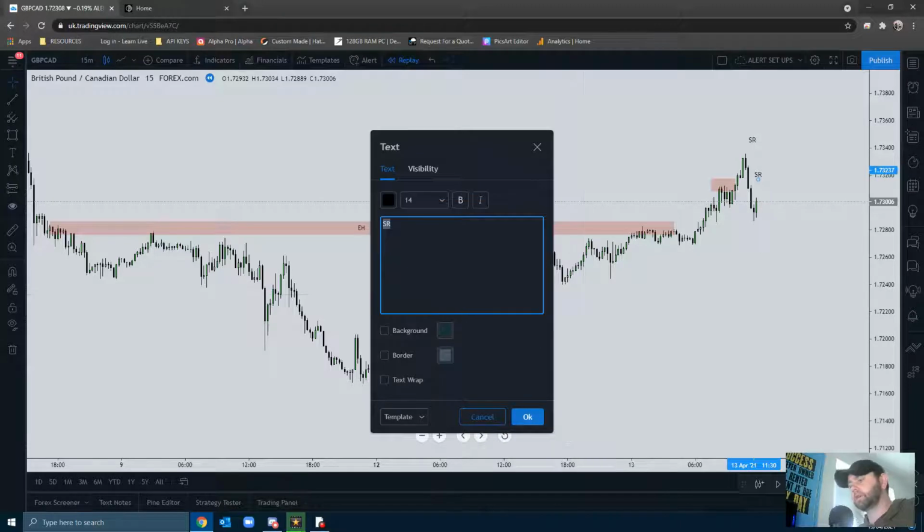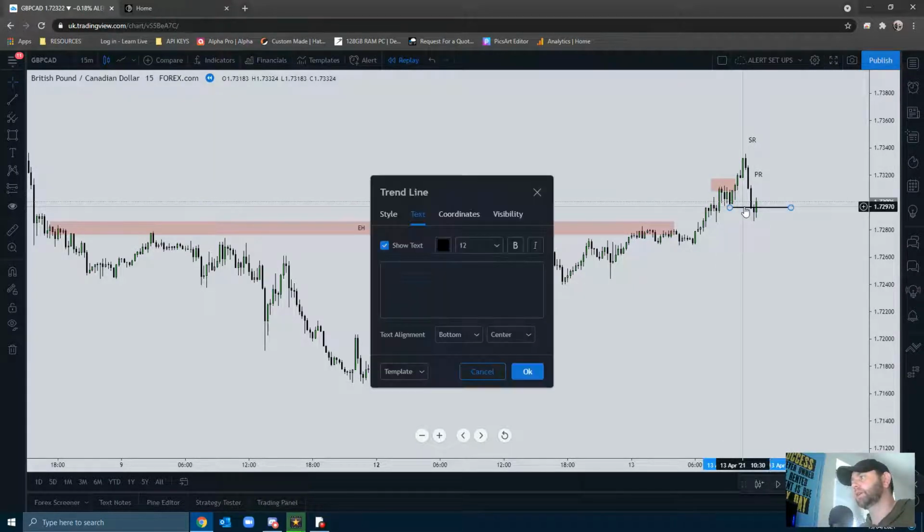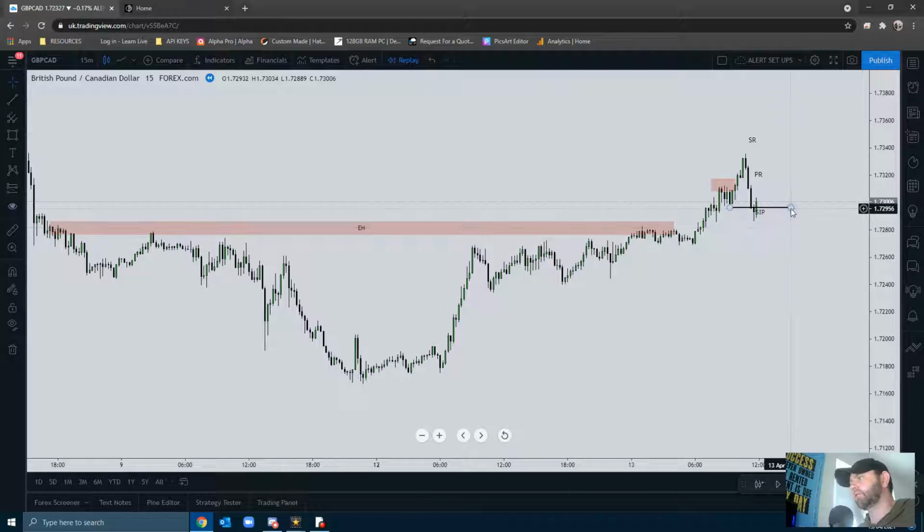So price rejection. Okay, now the next part we were waiting for then was the structure inversion point, right? So in this case here, it was the last swing low. Okay, so the last swing point before the final run. Okay, and then it was rejected and broken right there. Okay, so that's our structure inversion point. So structure inversion point right there. Okay, I'll drag that out a little bit more just to make it clearer.